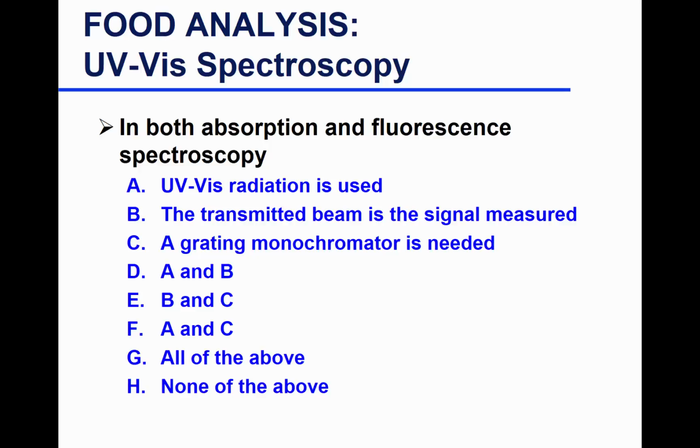Okay, another one. In both absorption and fluorescence spectroscopy, UV-Vis radiation is used. The transmitted beam is the signal measured. A grating monochromator is needed.